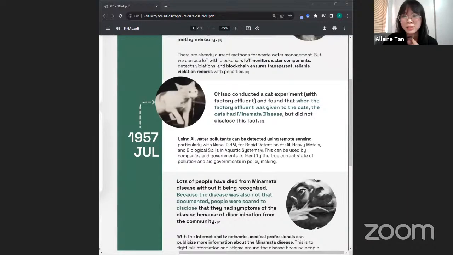The next event we identified was CHISO's fake cat experiment. Here they exposed cats to factory effluent, giving them the Minamata disease, but they kept it hidden from the public. This lack of data transparency led to hiding the disease's true extent and delaying vital public health measures. However, today, to battle this lack of data transparency, we can use AI to detect water pollutants, including oil, heavy metals, and biological spills through remote sensing. This is a technology that can be employed by government agencies to fact-check the actual state of water pollution and also use it to assist in policymaking.